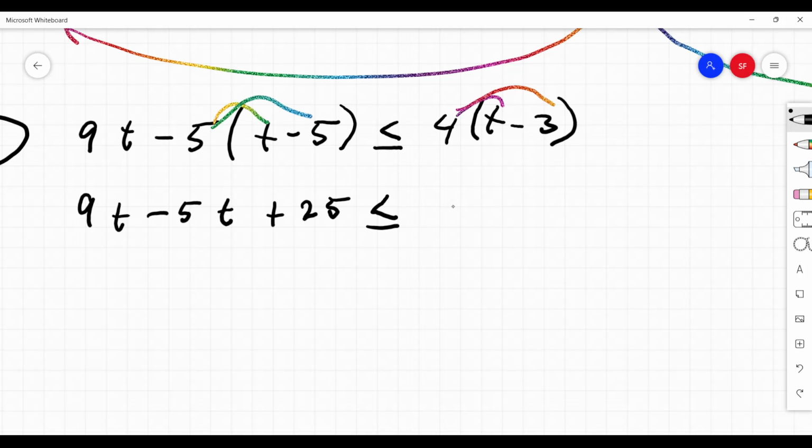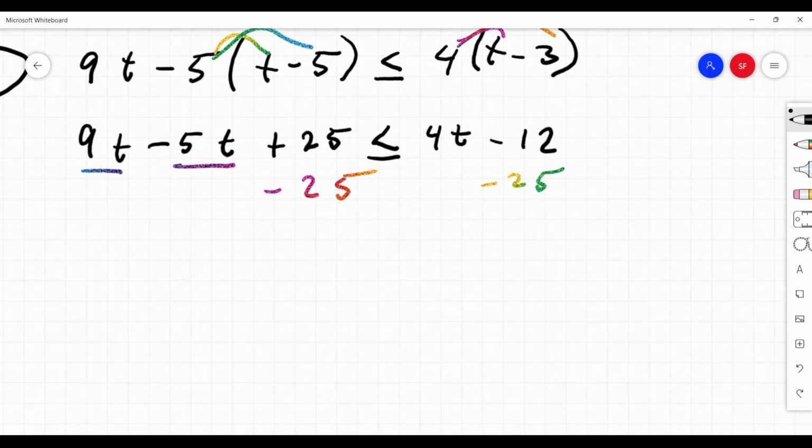What's 4 times t? 4t. No, it's not 40. What's 4 times negative 3? Negative 12. Next, we should subtract the 4t on both sides to get it on the left. You probably want to combine like terms first. I'm going to go ahead and subtract 25 as well.